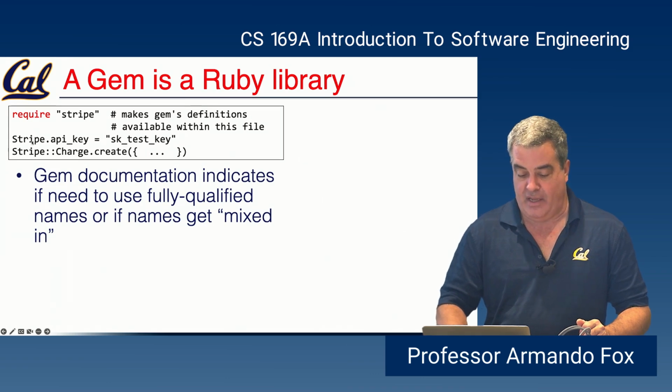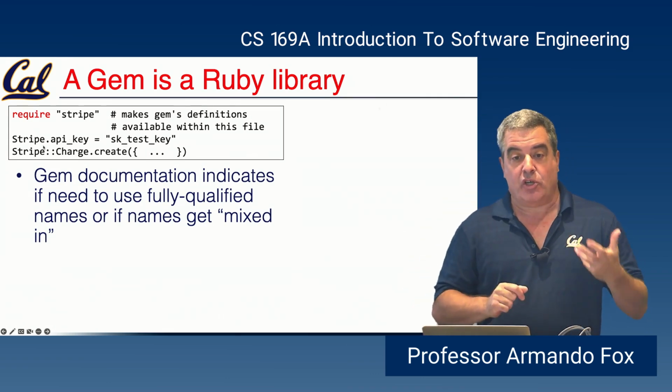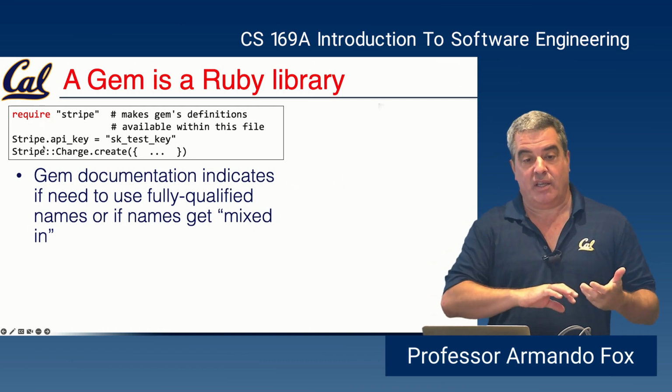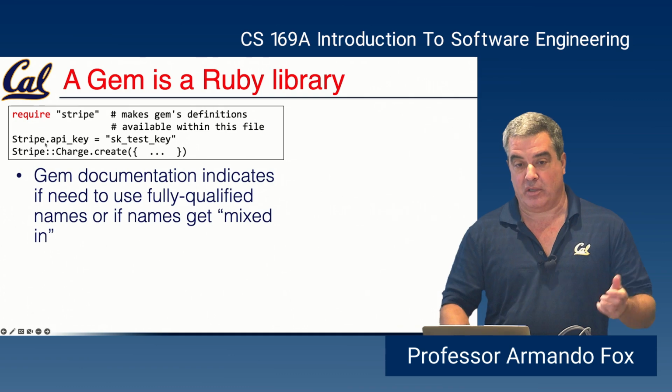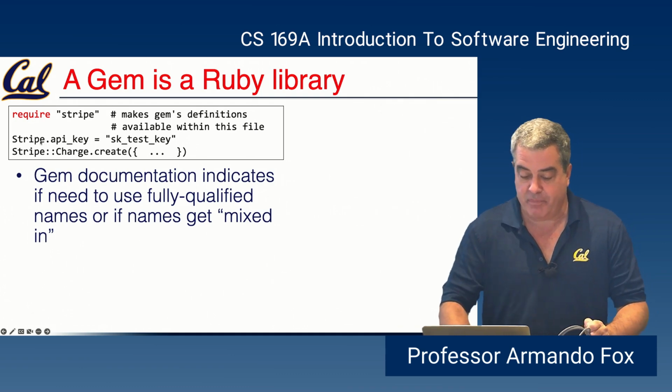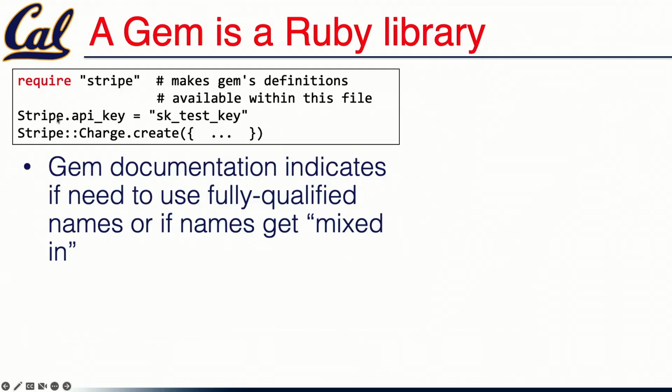You can look at the gem documentation and you can learn whether, for example, you always have to fully qualify the names of the methods and constants. Some gems are also nice enough to use include to mix some of the names directly into the class that's requiring it. So you don't have to always preface every method call with the name of the gem. If you've used Python, this is similar to the difference between importing a package and saying from package import so-and-so, where you then get the names directly available in your local namespace.